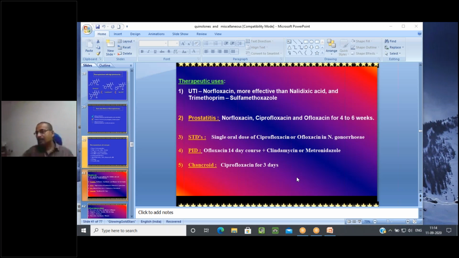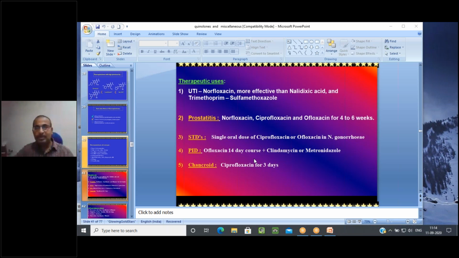It's called a sequential blockade. So trimethoprim acts in folic acid synthesis. Next one, prostate infection, so prostatitis: norfloxacin. And STDs, various types of STDs. So a single oral dose of ciprofloxacin in Neisseria infection, Neisseria gonorrhoeae.